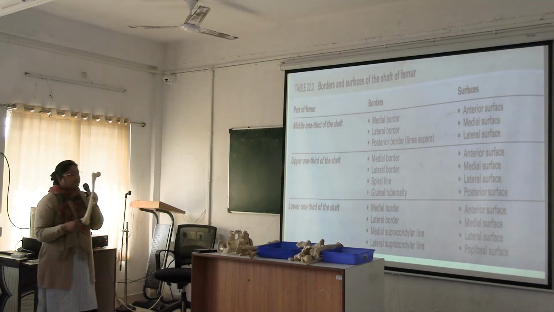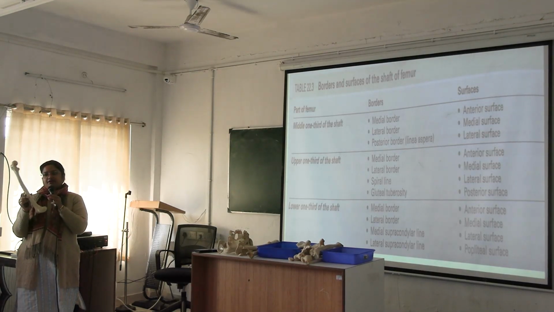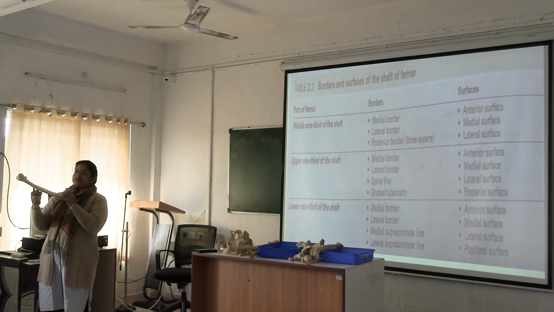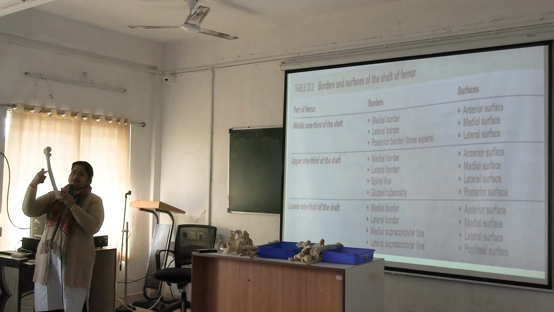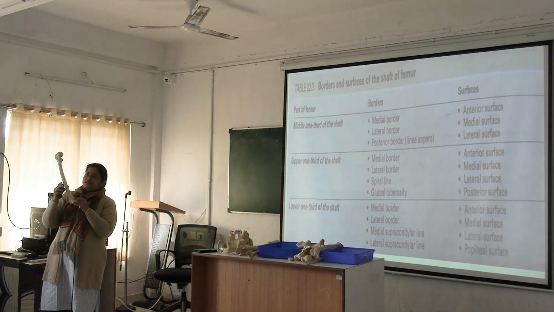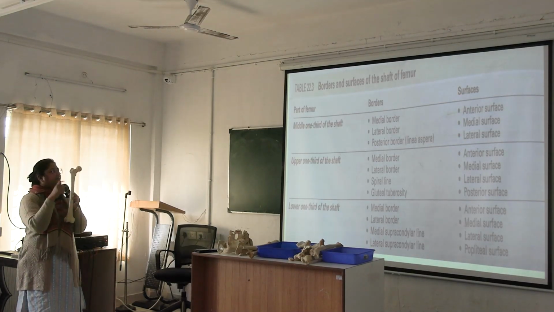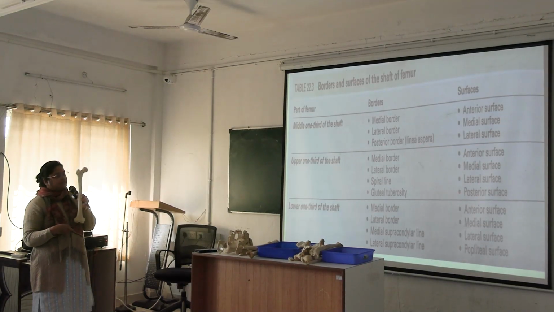So in the middle 1/3 we have already discussed. Middle 1/3 has 3 borders: posterior border, medial border, lateral border, and 3 surfaces: anterior surface, medial surface, lateral surface. So that is the middle 1/3. For the upper 1/3, there are 4 borders and 4 surfaces.